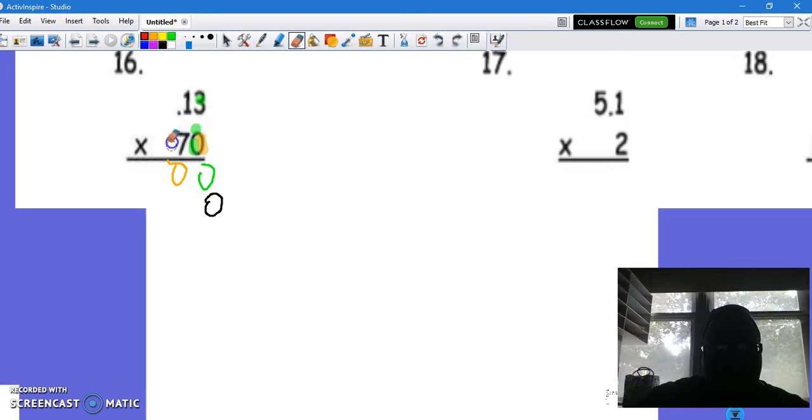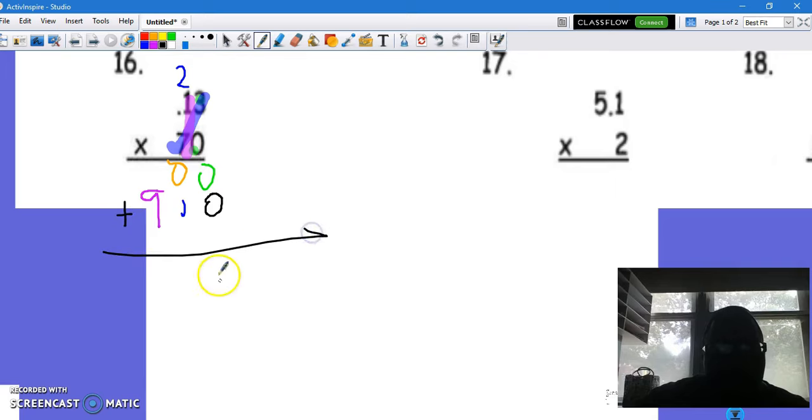Now let's multiply with the 7. 3 times 7, 21. Go purple. 1 times 7, 7 plus 2. That's 9. And we're going to add them together. 0, 1, 9. Okay? And then I'm going to clear this out of the way so you can see the decimal place value.